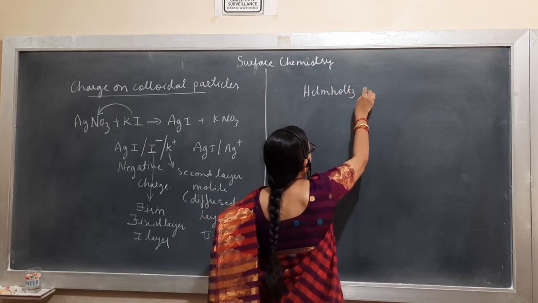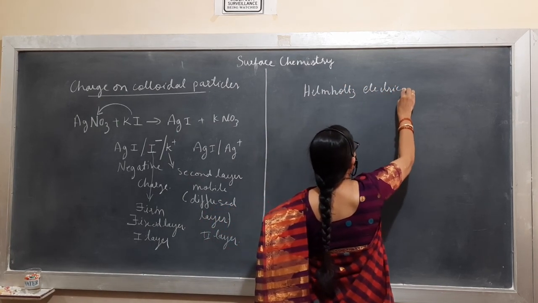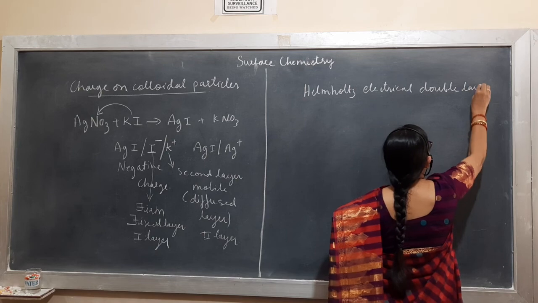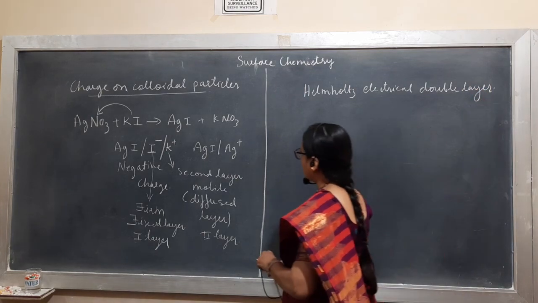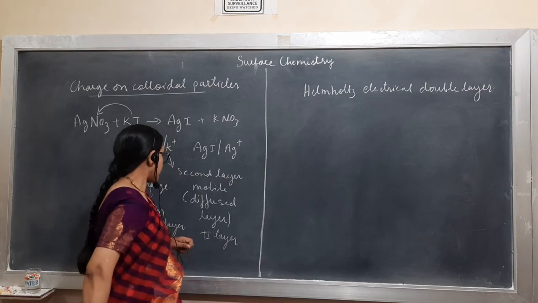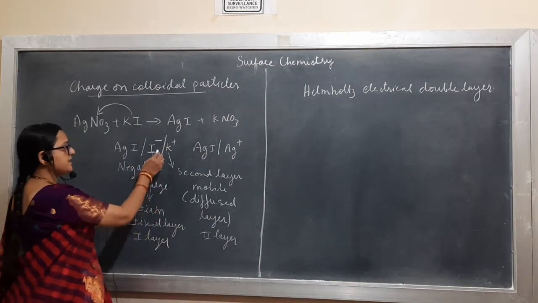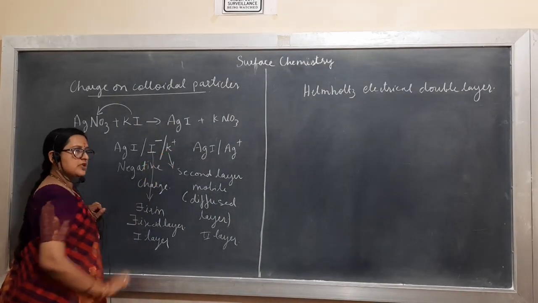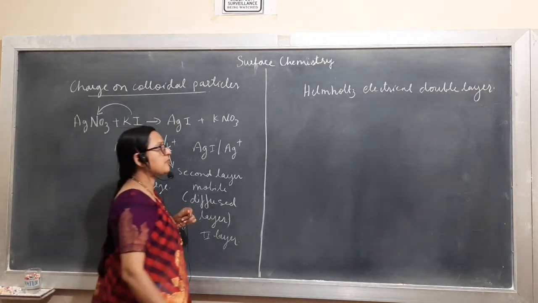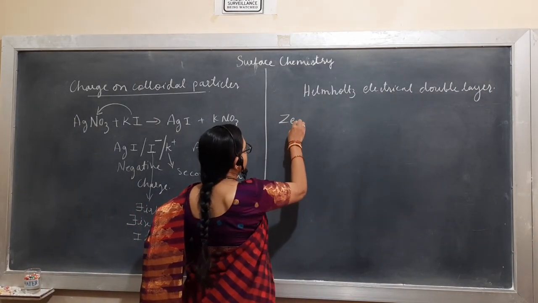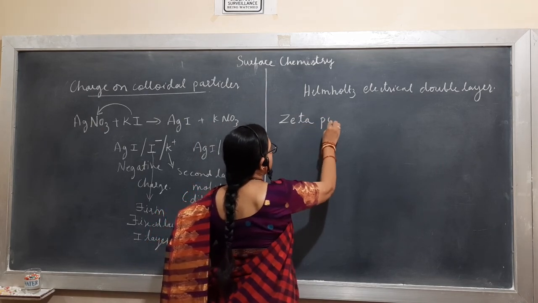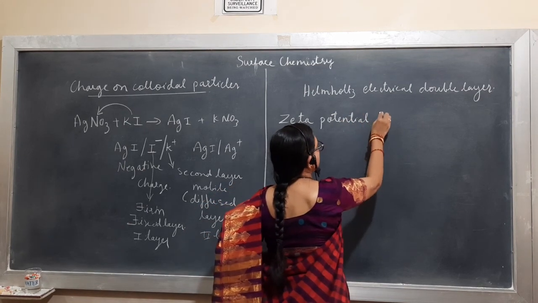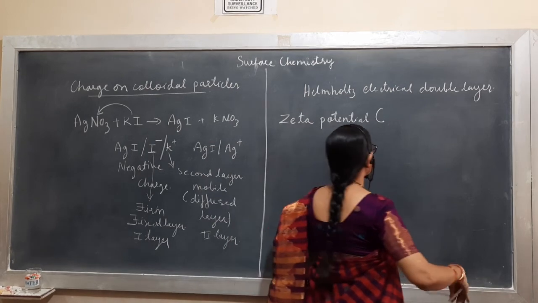Helmholtz electrical double layer. These two layers have different potentials. The difference in these potential energies is called the zeta potential. So let us write the definition of this. Zeta potential, also called electrokinetic potential.